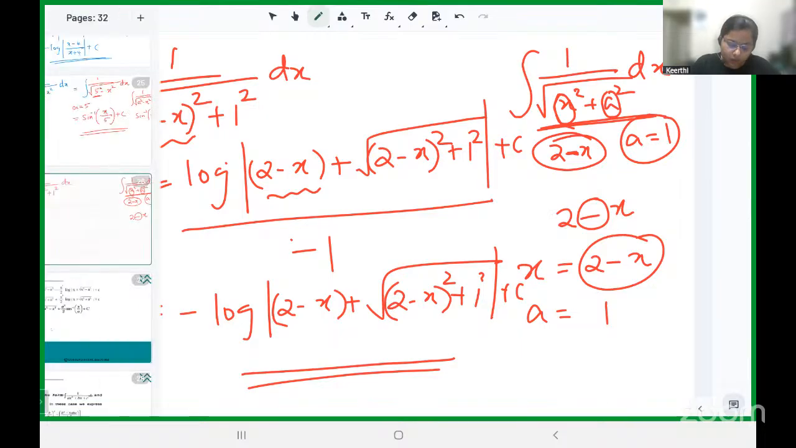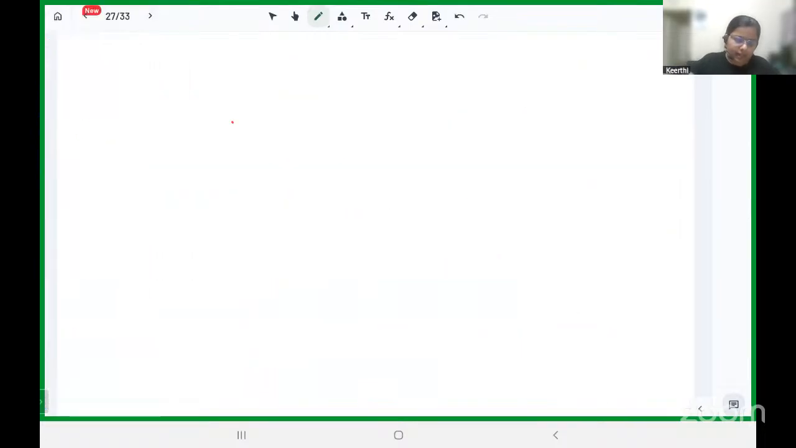Alright, now moving on to our next question, that is integral root of 4 minus x square dx. Okay, this is the third set. Root of 4 minus x square dx is not of the 1 by form.